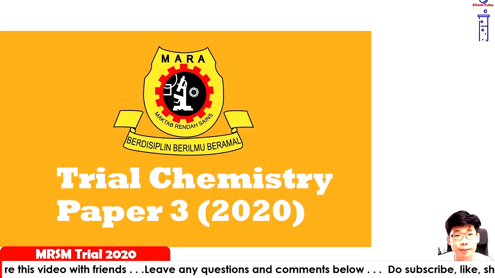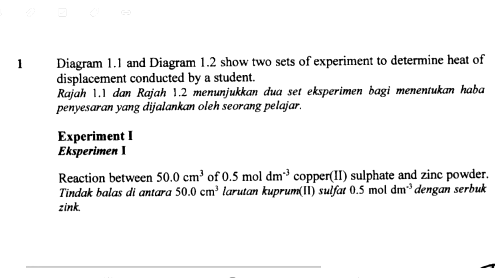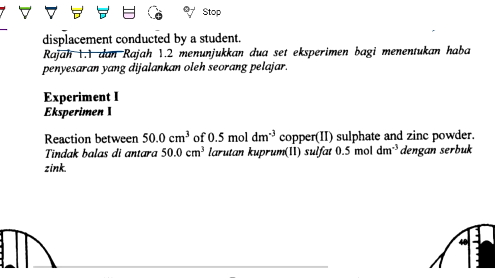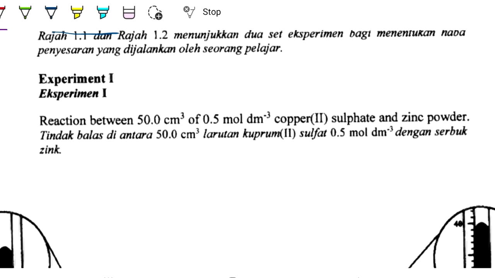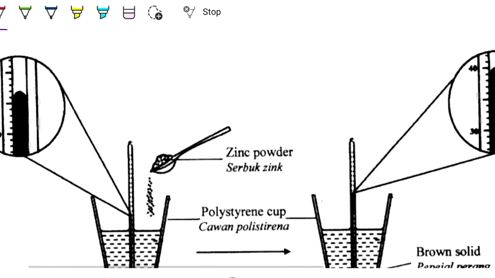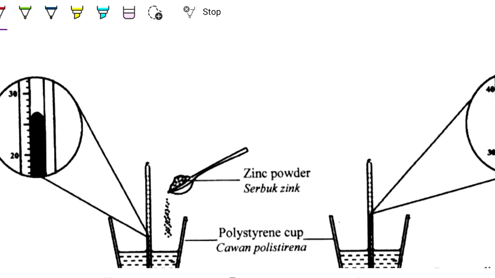Let's start. Question 1. Diagrams 1.1 and 1.2 show two sets of experiments to determine the heat of displacement, conducted by a student. Experiment 1: we read the question carefully. 50 cm³ of 0.5 mol dm⁻³ copper(II) sulfate solution and zinc powder. We see the initial temperature of the solution. This diagram is clearer.